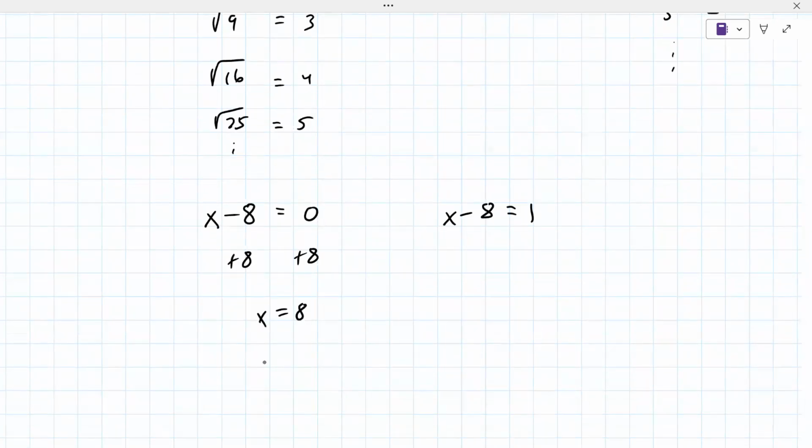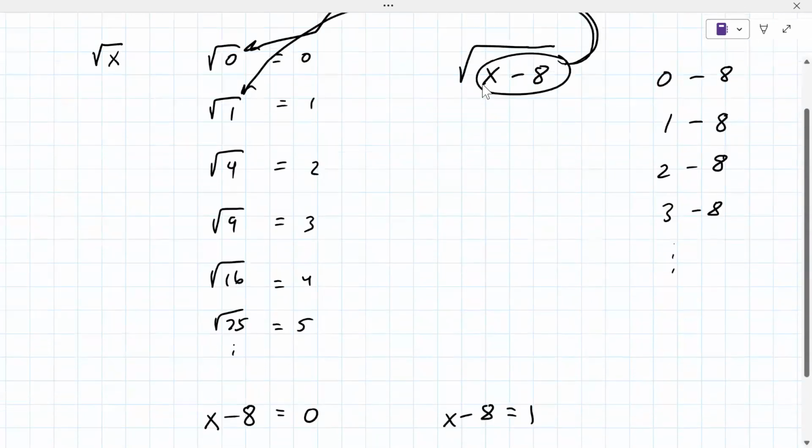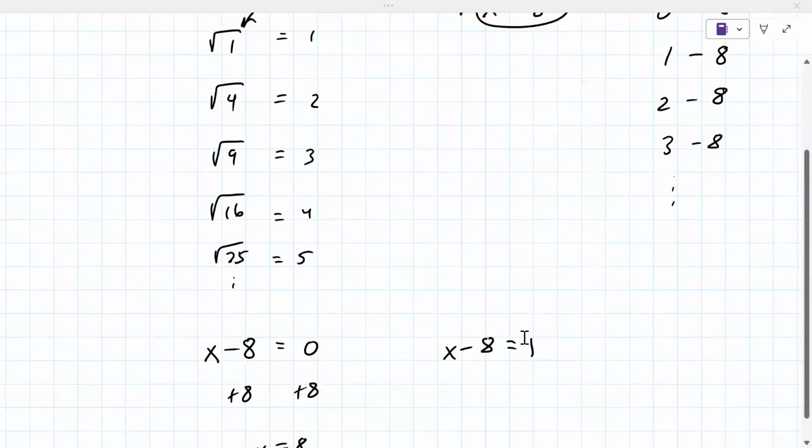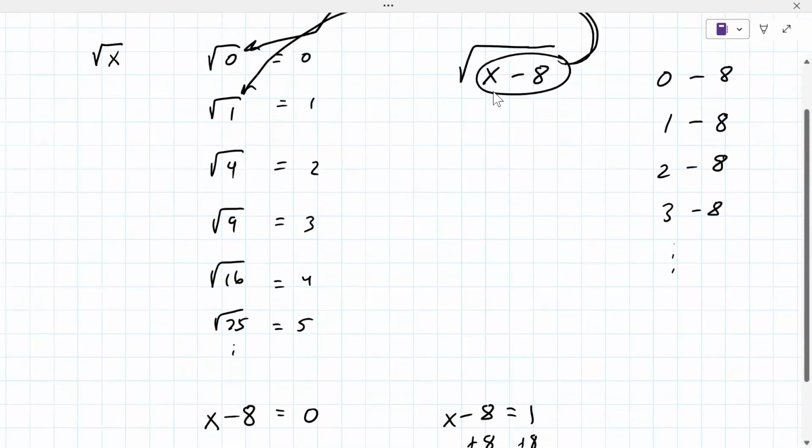If x is 8, 8 minus 8 is 0. Right. Okay, and that's all right. That's fine. But what if you want it to be 1? Well, again, it's kind of the same there. You add 8, x equals 9. 9 minus 8 is 1. The square root of 1 is 1. Right.